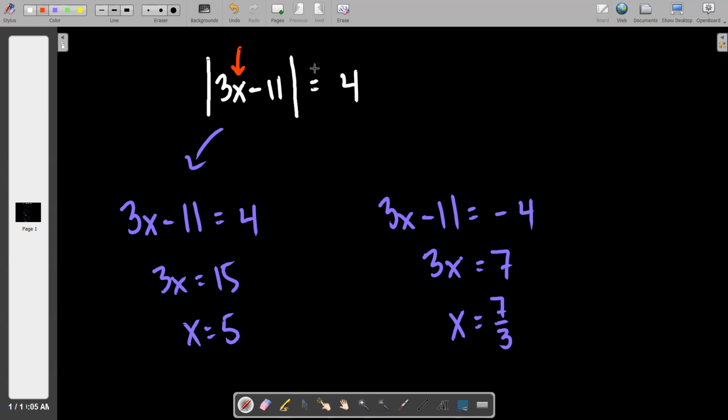15 minus 11. Beautiful. And this one might be a little harder for those of you with shoddy skill sets, but if you put 7/3 where the arrow's at, think about it. What's 3 times 7/3? 7. What's 7 minus 11? -4. Whose absolute value is? Jackpot. Good.